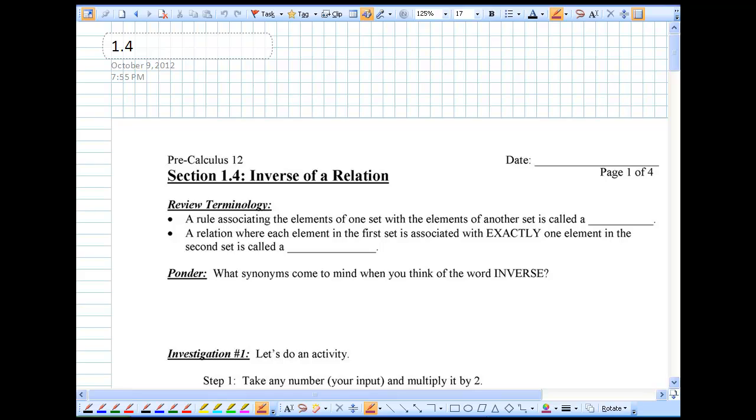Some review of terminology, because you want to be able to speak math lingo so you can talk and act like a math genius, right? So let me just quickly review some terminology that hopefully you learned in grade 10.